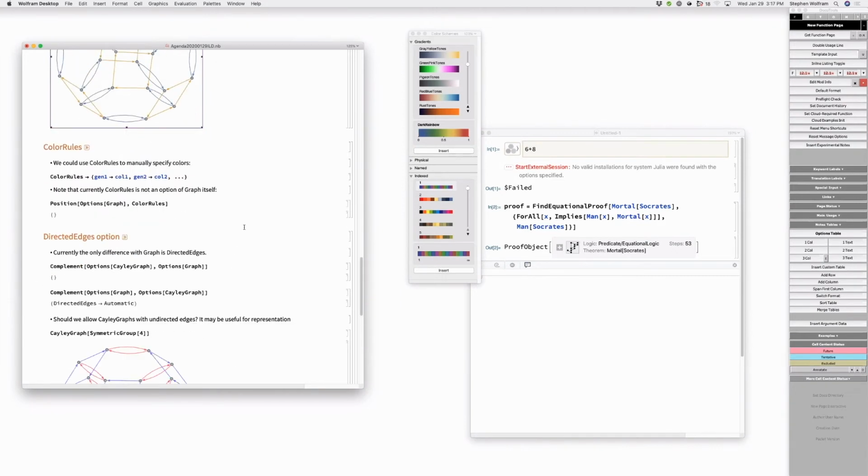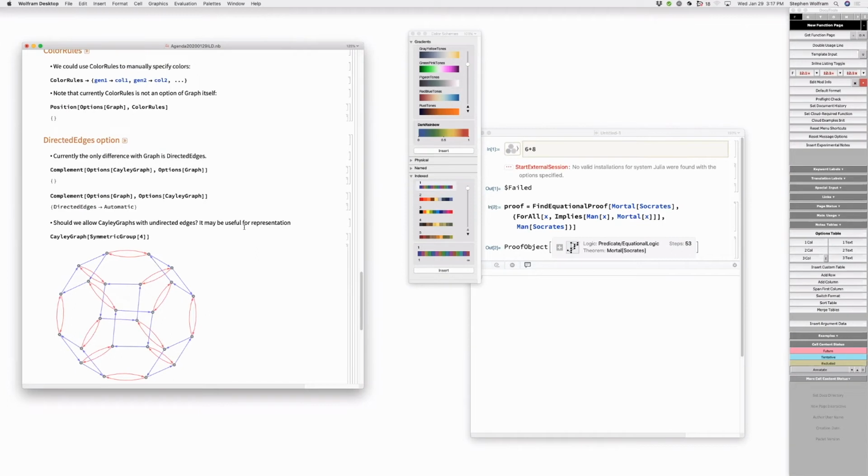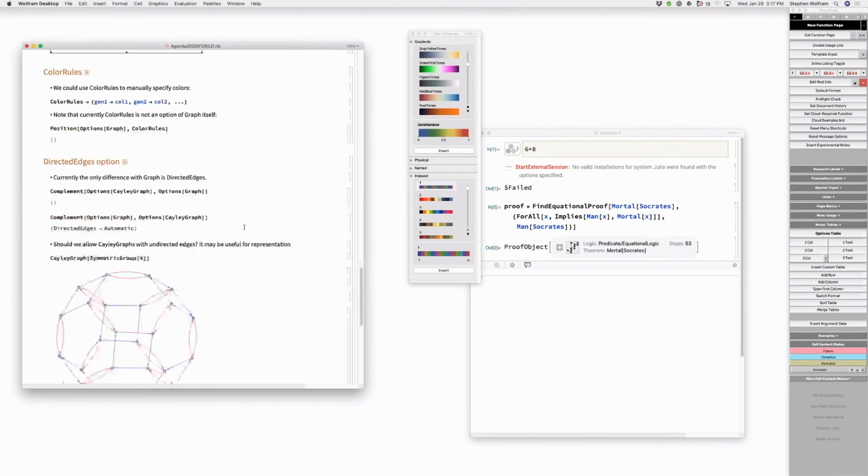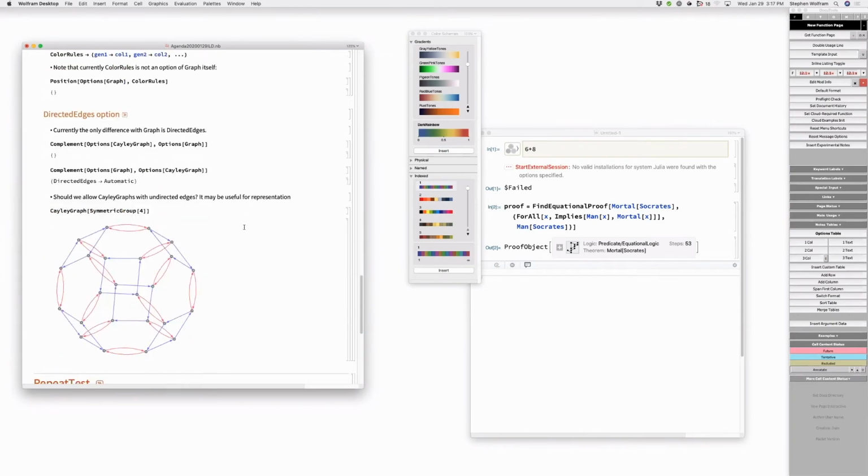Okay. And then finally, I wanted to point out that the difference in options currently between Cayley graph and graph is just directed edges, because I always thought, obviously, the edges in a Cayley graph are directed. But I've seen sometimes people representing them without the arrow. So I was wondering whether to reinsert that option in Cayley graph. Why not? Yeah, I don't see why not. I think it's not as useful probably, but it's not obviously ridiculous.